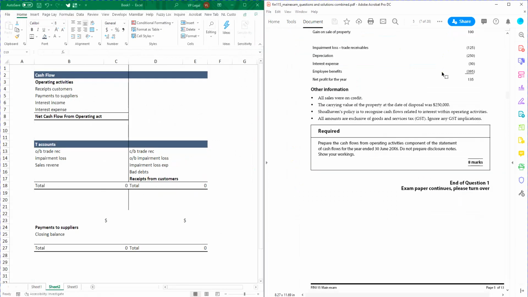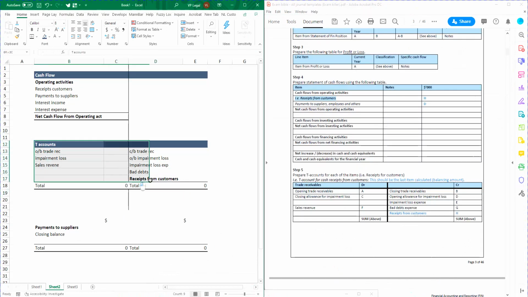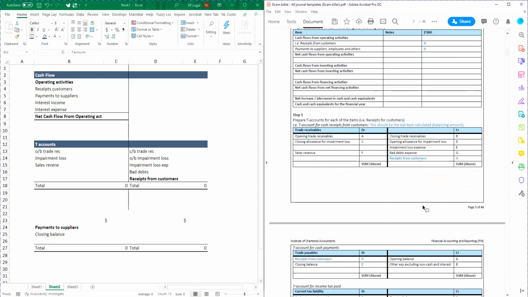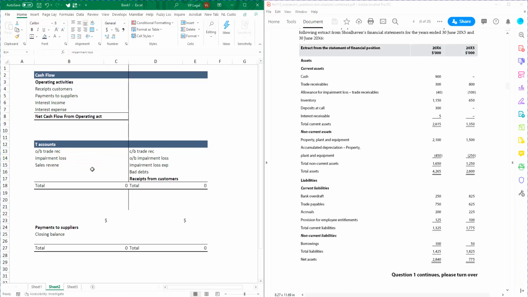So the first thing that we're going to look for is the opening balance of trade receivables. And you'll note, by the way, that I haven't just copied the answer. Look, they're exactly how it is in the exam Bible. So you can just copy the T accounts exactly how they are. Okay, so let's look up this information. So opening balance trade receivable. Okay, so we're going to have to look in the prior year to get the opening balance. So here it is over here, 800.